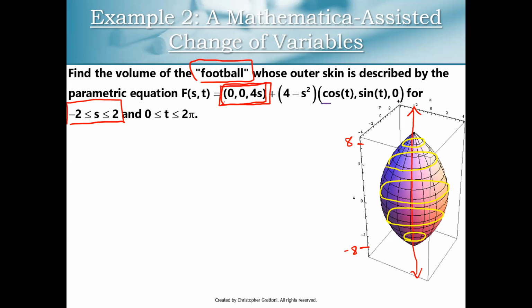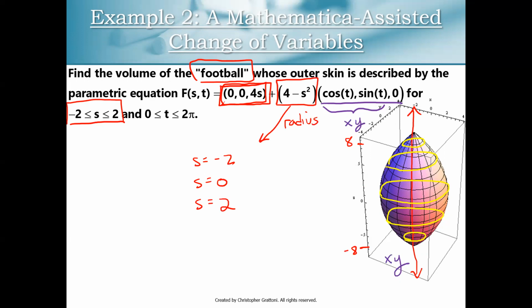All right, so if we look at this ordered triple, cosine, sine, 0, that gives circular cross sections that are parallel to the xy plane. So that's why we have circular cross sections parallel to the xy plane. Now let's try to figure out what's going on with their radii. Well, that's going to happen because of this 4 minus s squared. This is describing the radius of these circular cross sections. And we just want to think about what happens when s is equal to -2, what happens when s is equal to 0, what happens when s is equal to +2, and then we can fill in the gaps in between.